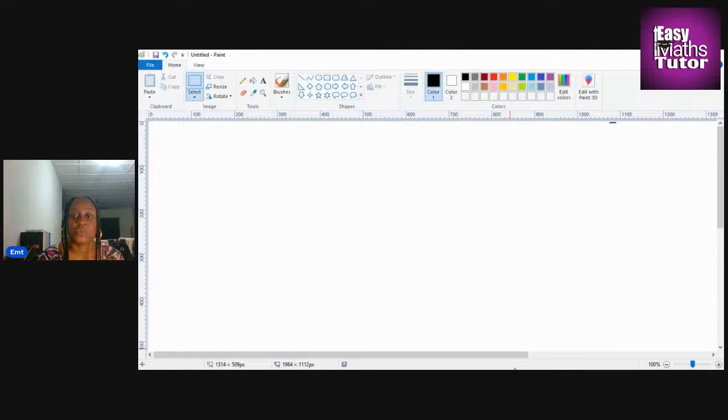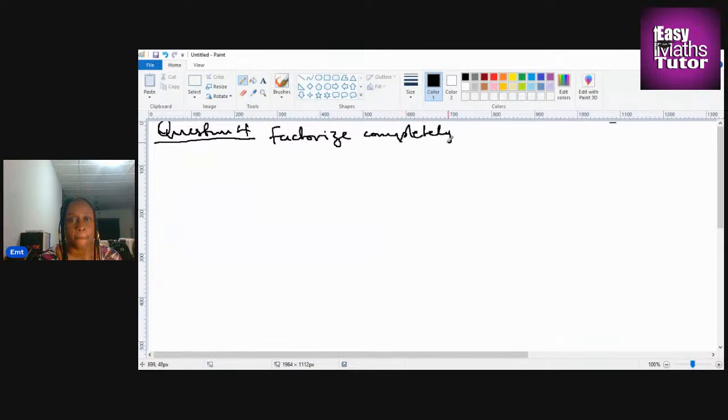We're quickly going to do the fourth question. The fourth question says factorize completely 9y squared minus 16x squared. So, solution.